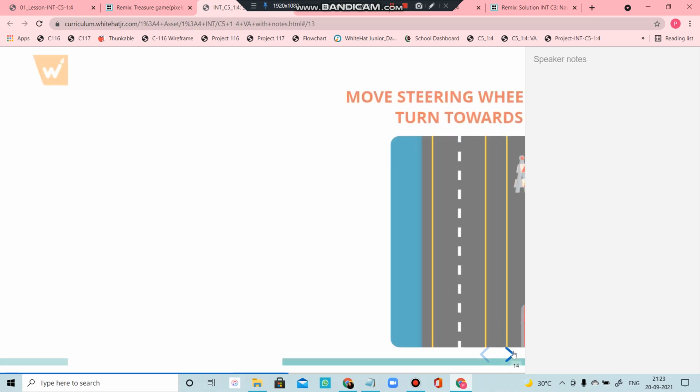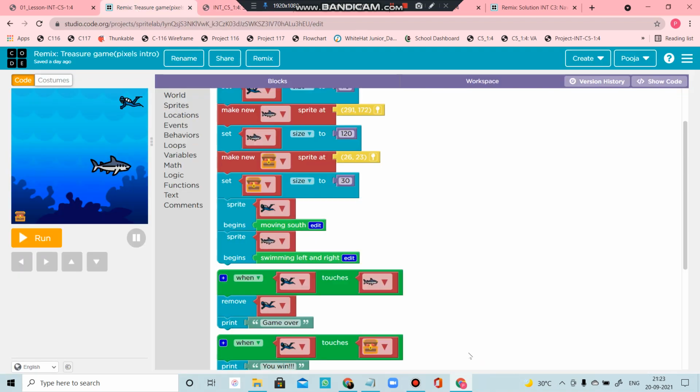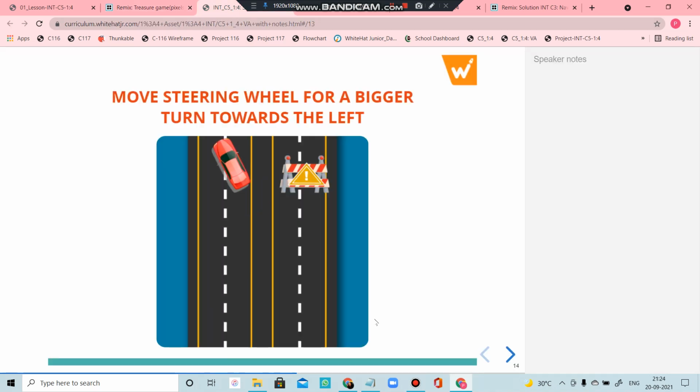So here, look at this one. Now the car is taking a very sharp left turn and the collision is avoided. How is this happening? Again, with the help of your move pixels. Whatever number of pixels you use here for the car is going to increase that sharp left turn. Okay, so that is what you can explain to your students.